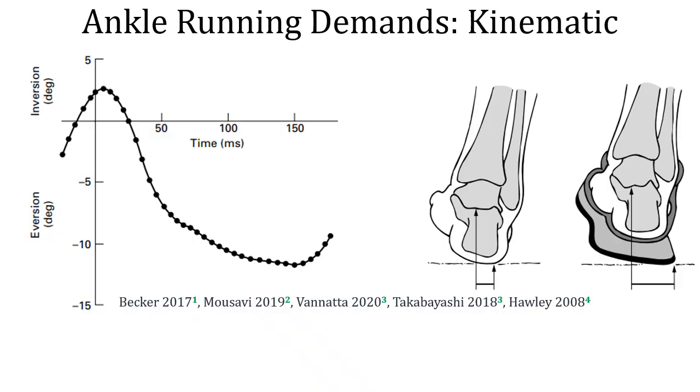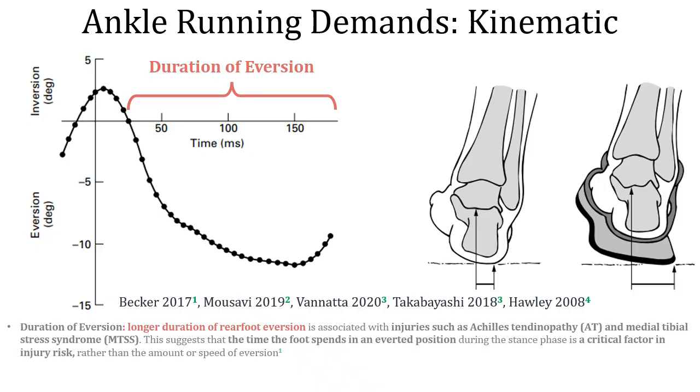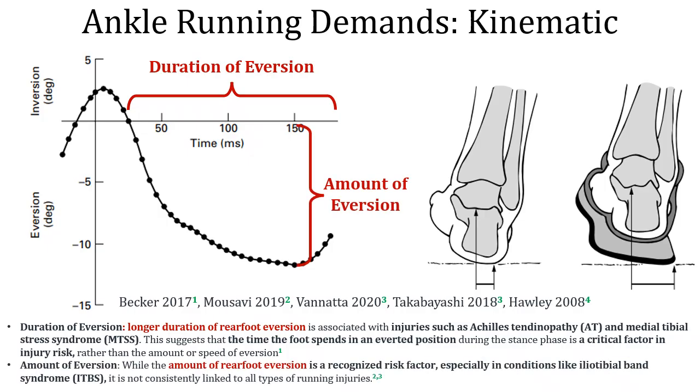When you look at the ankle running demands and the kinematics, so looking at a similar graph to what we had shown on the previous slide. So let's talk about ankle pronation and eversion of the hind foot during running. So you have the duration of eversion, and the longer duration of eversion is associated with injuries such as Achilles tendinopathy and medial tibial stress syndrome. This suggests that the time that the foot spends in an everted position during the stance phase is a critical factor in injury risk prevention and reduction rather than the amount or speed of eversion. So the amount is how much they actually evert, and then the rate, how quickly they go into that.